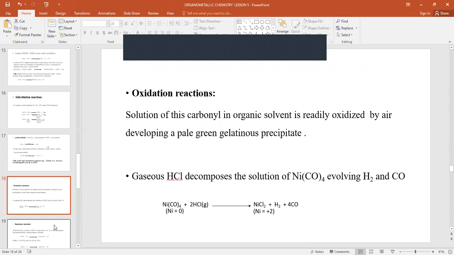Oxidation reaction. A solution of this carbonyl in an organic solvent is readily oxidized by air, developing a pale green gelatinous precipitate. And gaseous hydrogen chloride decomposes the solution of nickel tetracarbonyl, involving hydrogen and carbon monoxide. So nickel tetracarbonyl plus hydrochloric acid will give rise to nickel chloride, hydrogen, and carbon monoxide.